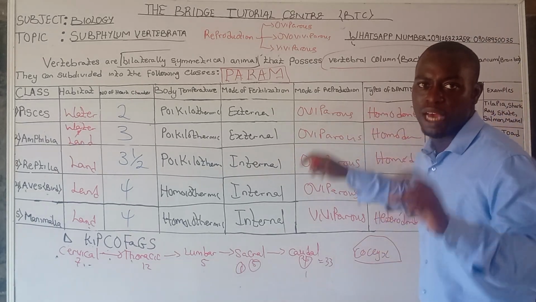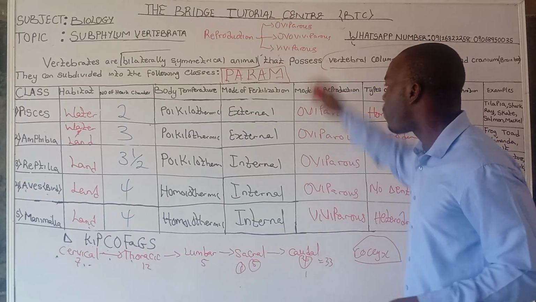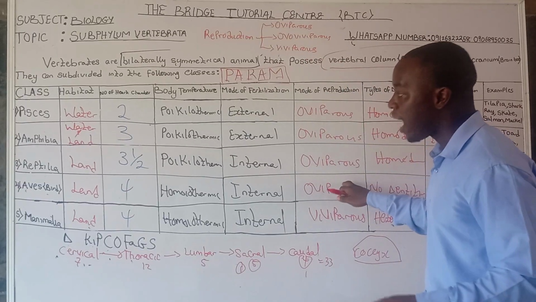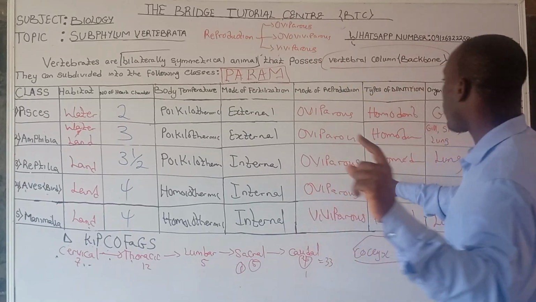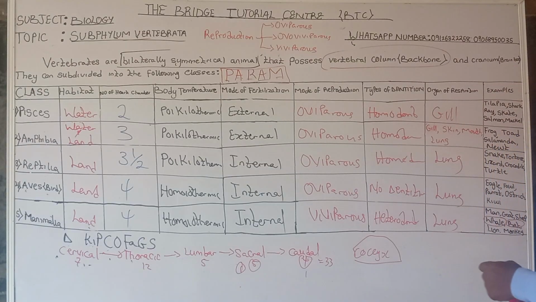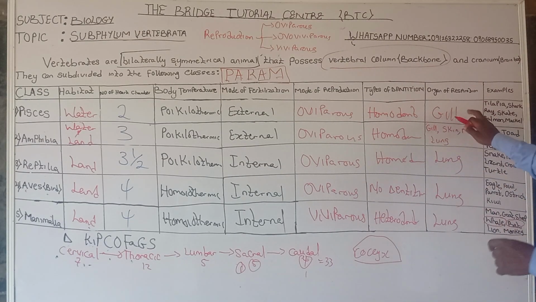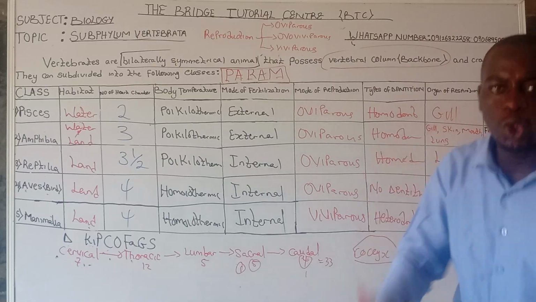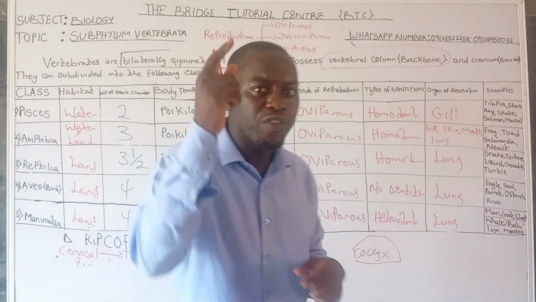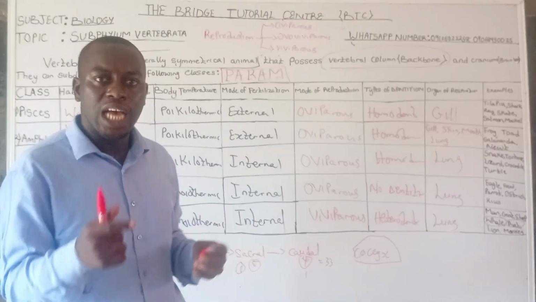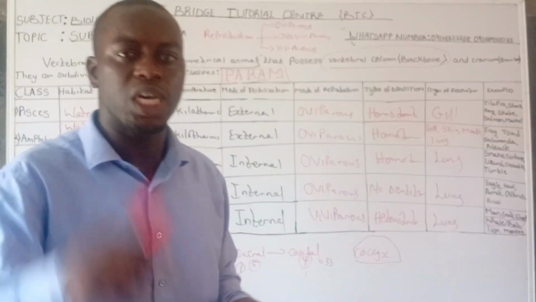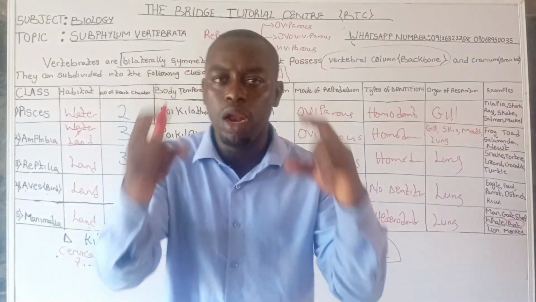Okay, now moving away from that one, you have your mode of reproduction. We have some fish that are ovoviviparous, and some reptiles like some snakes that are also ovoviviparous. So that's about that. And under the organ of respiration, Pisces, normally the fish should use gill, but we have a fish that can use lung as its organ of respiration, and that fish is called lungfish.